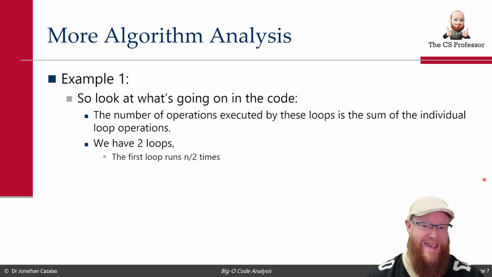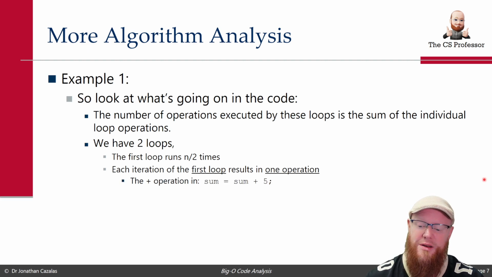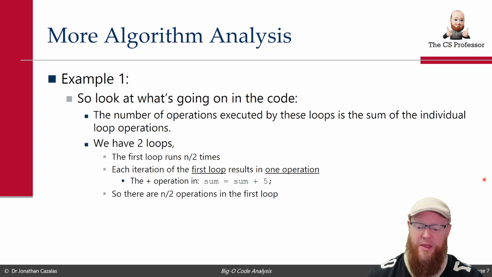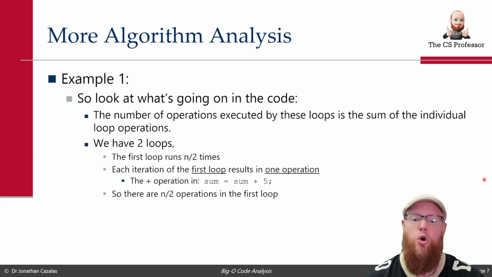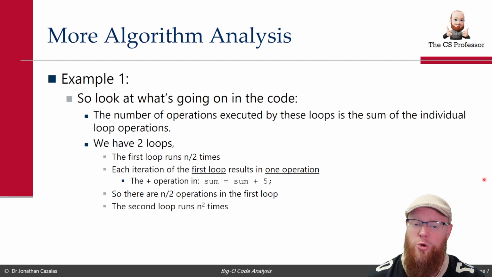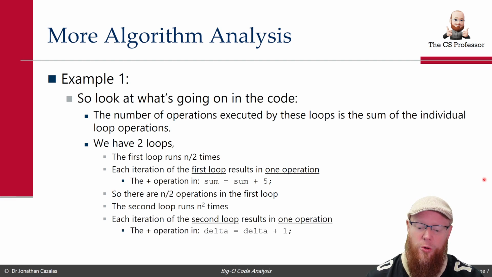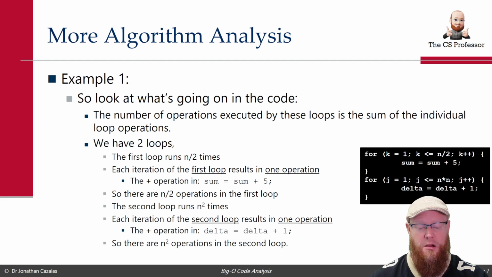The first loop runs n over 2 times. In each iteration of that first loop, we had one singular operation: sum equals sum plus 5. So there will be exactly n over 2 operations for this for loop. If n was 1,000,000, there would be 500,000 summing operations in that loop. The second for loop iterated n squared times, and in it we had a single summing operation again. Because of this, we can say there are n squared operations in that second loop.